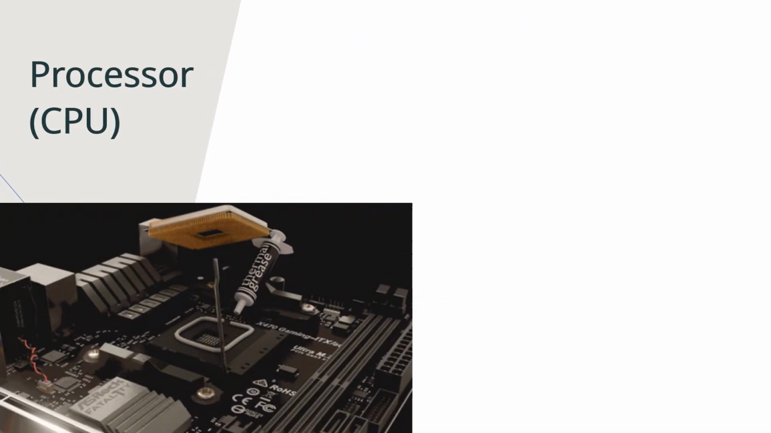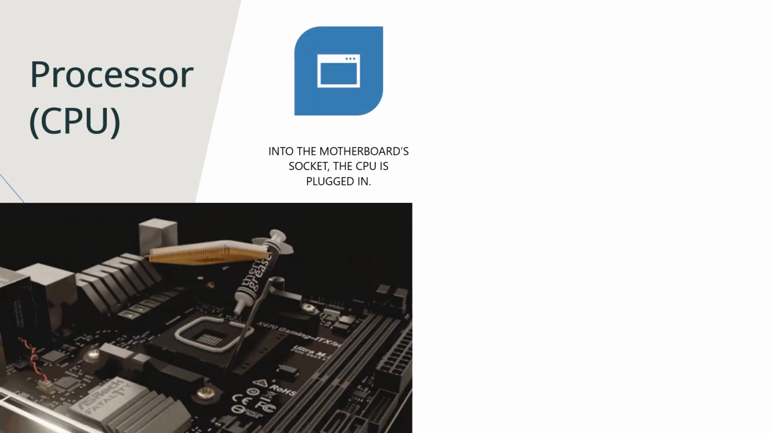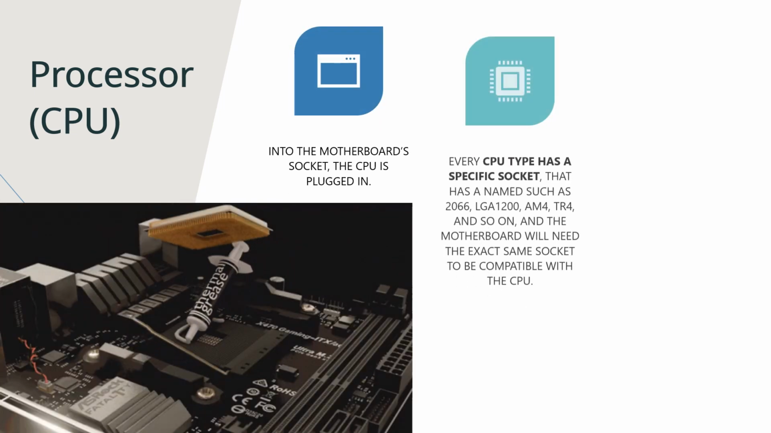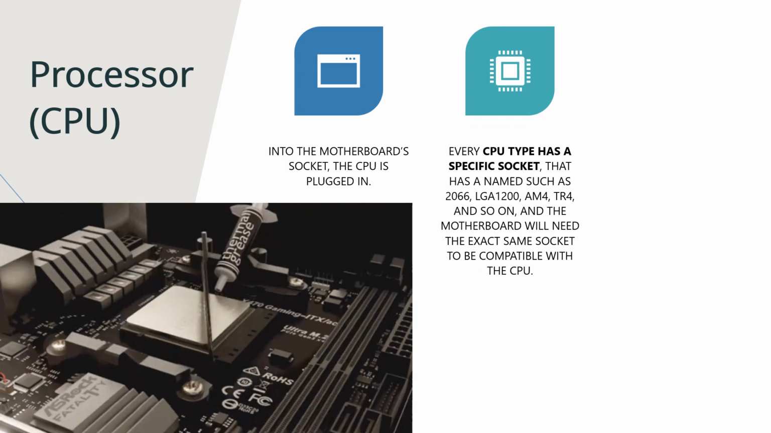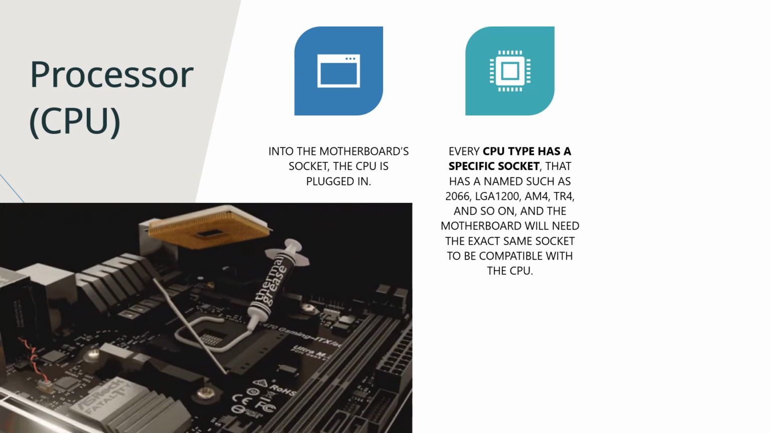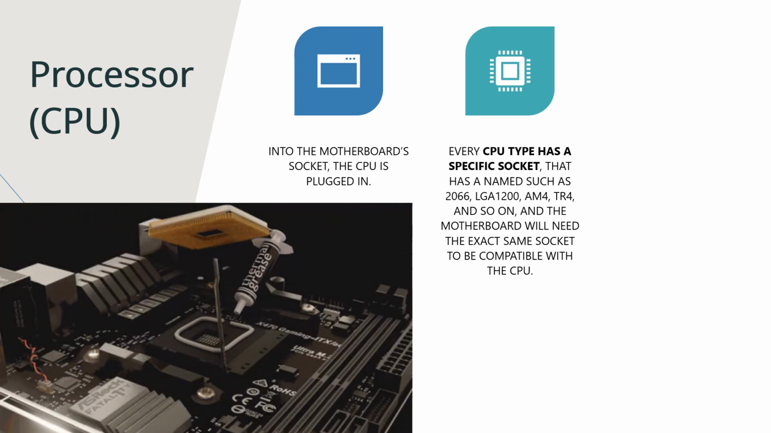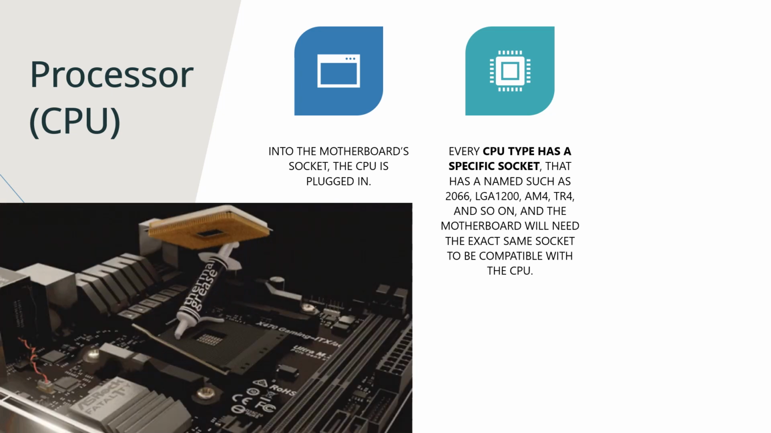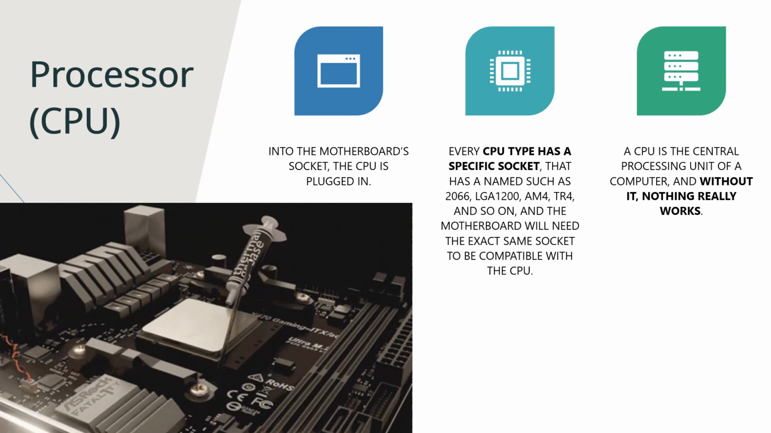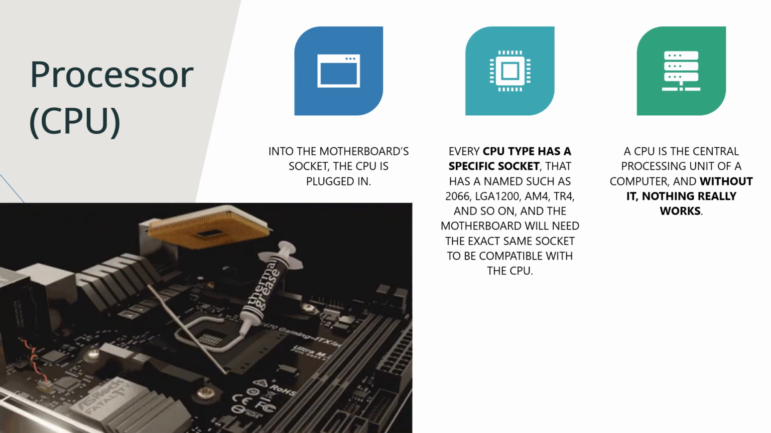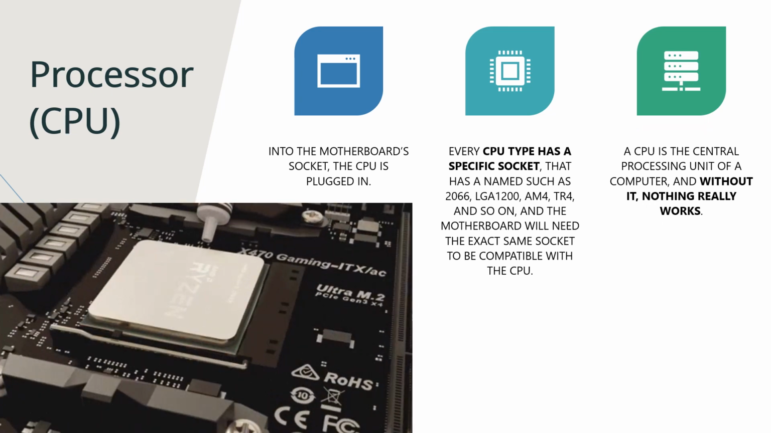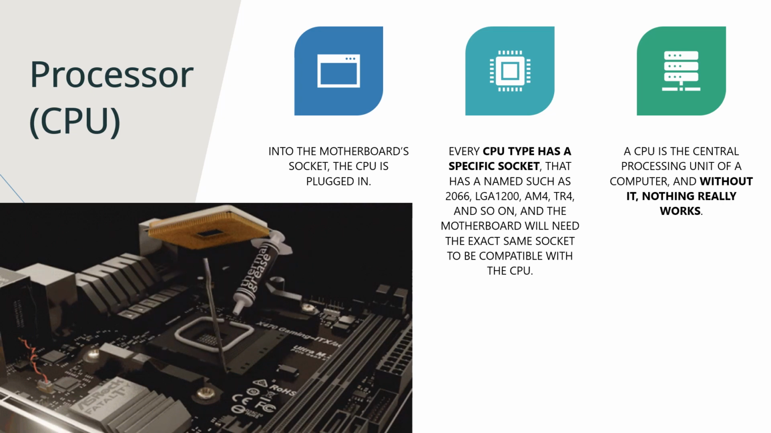Processor. Into the motherboard socket, the CPU is plugged in. Every CPU type has a specific socket that has names such as 2066, LGA1200, AM4, TR4, and so on. And the motherboard will need the exact same socket to be compatible with the CPU. A CPU is the central processing unit of a computer, and without it, nothing really works.